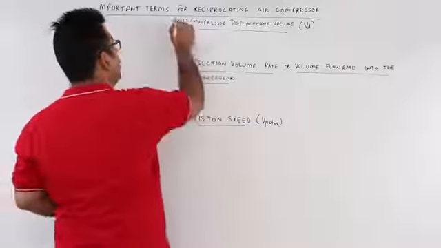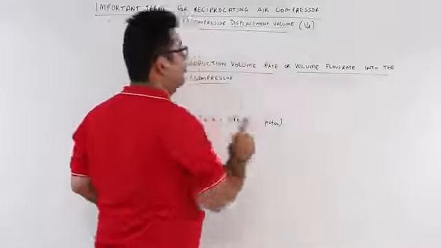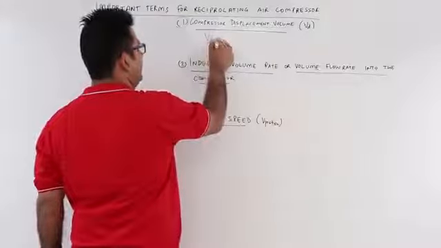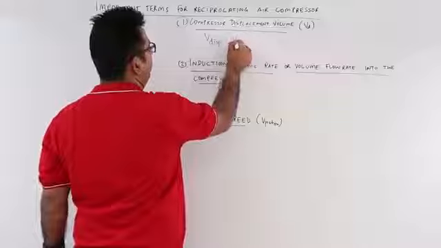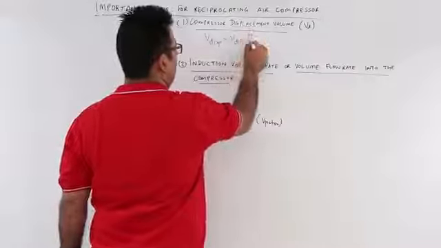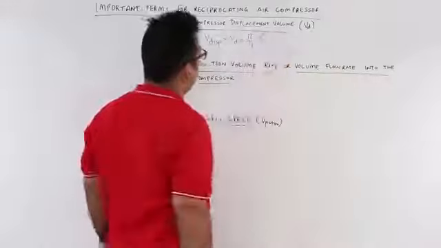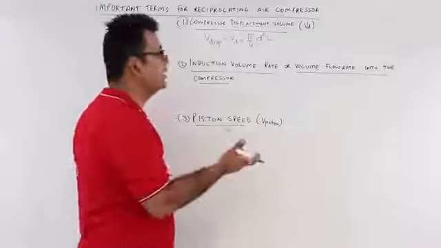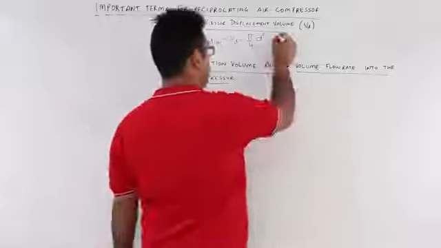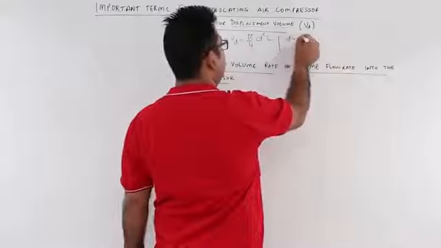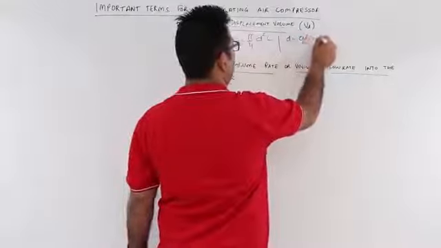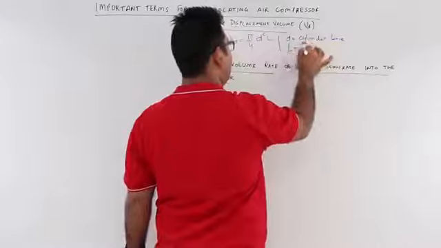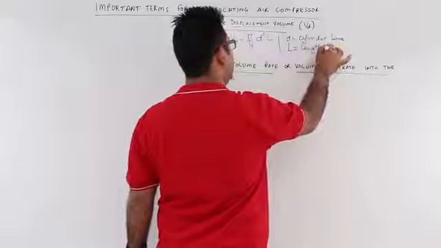The first one is the compressor displacement volume, and it's a very simple formula: V displacement, or VD, is equal to pi by 4 d square into L, where d is the bore of the cylinder of the compressor and L is the length of stroke. So d is the cylinder bore, and capital L is the length of stroke.